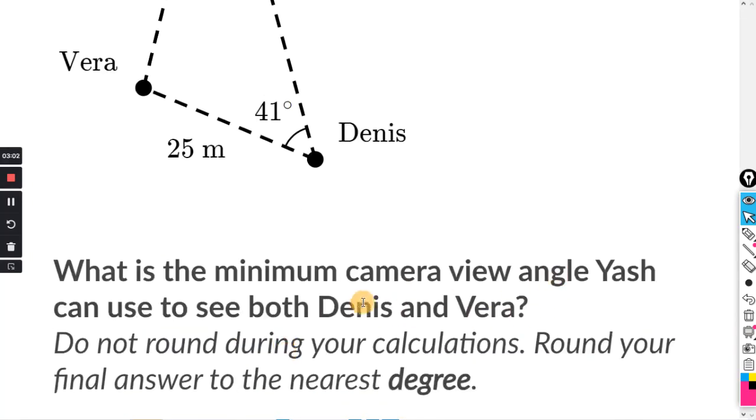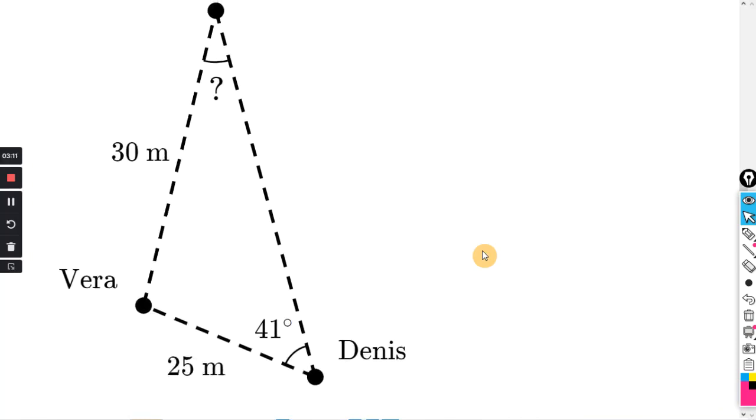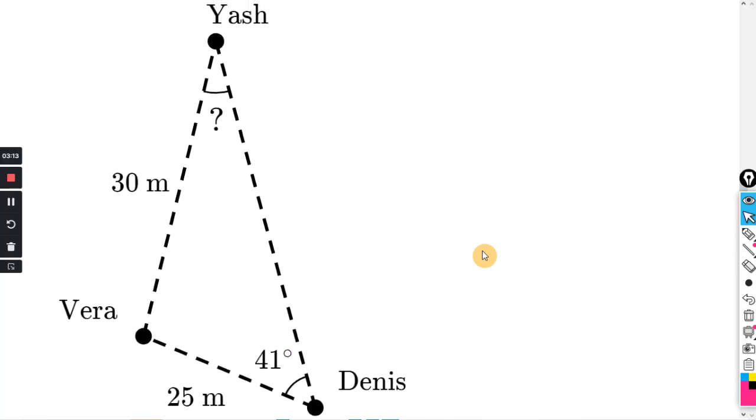What is the minimum camera view angle Yash can use to see both of them? Do not round during calculations. Round your final answer to the nearest degree. We can see this angle right here is represented by a question mark. Now, law of sines is easier, so I try to use law of sines first, and if not, then I'll go to the law of cosines.